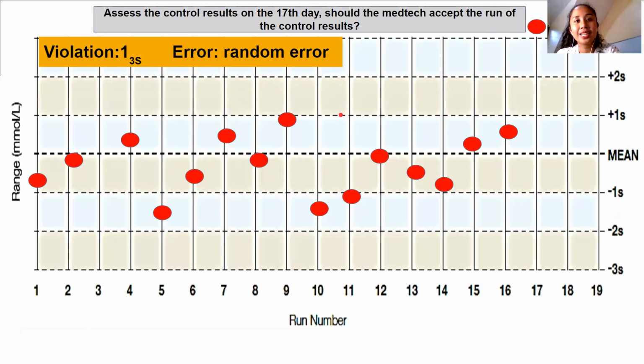So, hence, the medtech should find the source of the random error. So, yun ang solusyon doon. So, wag muna siya mag-process ng mga specimen ng pasyente hanggat hindi niya nahanap yung random error. Okay.